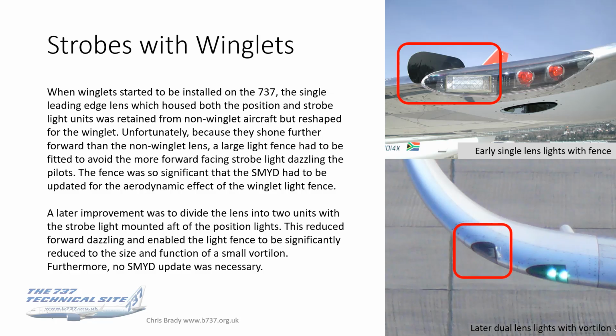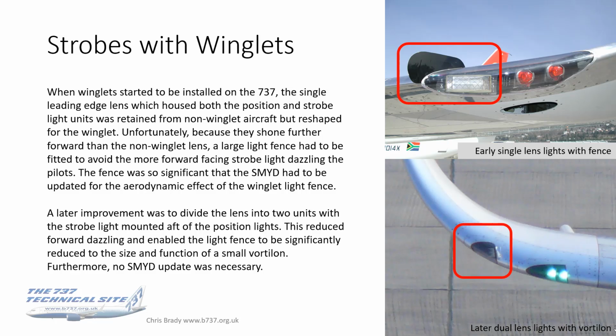Unfortunately, what they found in the early years of operation was because this strobe actually shone further forward than a non-winglet lens, a large light fence had to be fitted to avoid the more forward-facing strobe light dazzling the pilots. And you can see it in the photo. It's a real big fence, and in fact the fence was so significant that the SMID had to be reprogrammed and updated for the aerodynamic effect of that fence, because obviously it's got an aerodynamic property as well as a light shielding property.